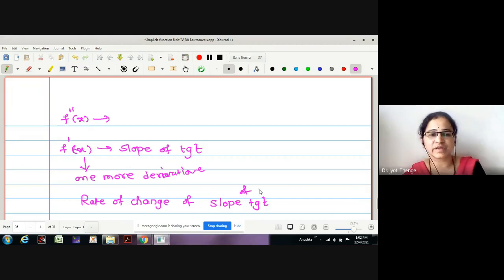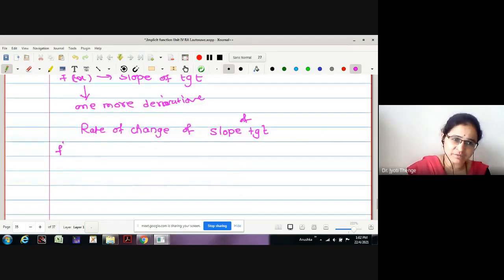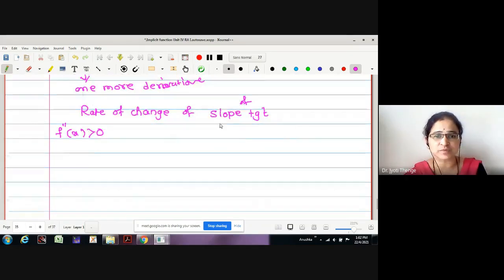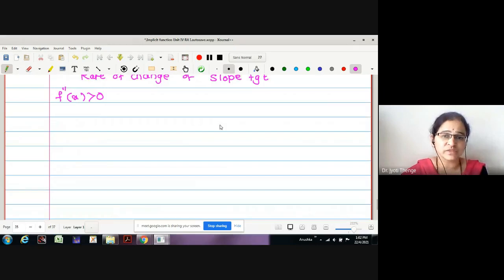How the slope of tangent behaves. And if I am writing f double dash of x is greater than 0, that is, the rate of change of the slope of tangent is positive. That is, the slope of the tangent is increasing.